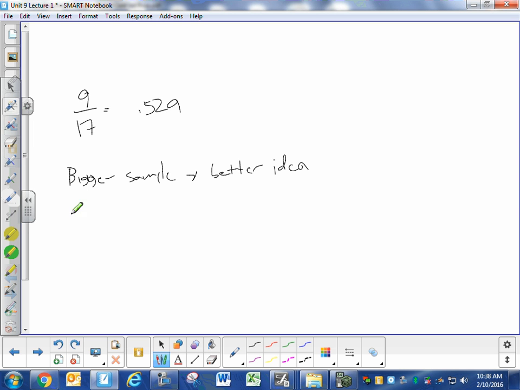30 dark beans. There's this one, or white one. 25 white ones. So that's 30 out of 55. What do we get for that? 0.54. So maybe a little bit more than half. Now, if I took a larger sample size and counted this out, I'd probably have a better idea, okay?